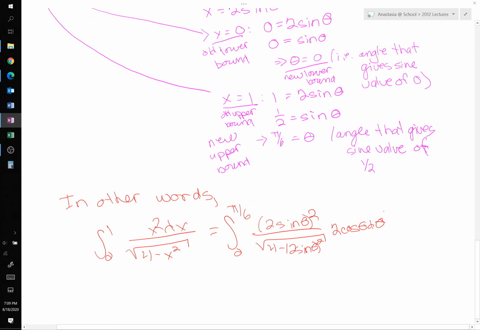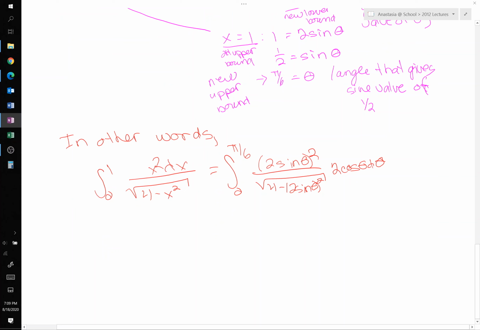Now, like what we did with the introductory example, let's simplify. So in the numerator, we're going to have 4 sine squared theta times 2 cosine theta. We'll have a d theta, of course, and we've got the square root of 4 minus 4 sine squared theta. And let's just do a quick side note.